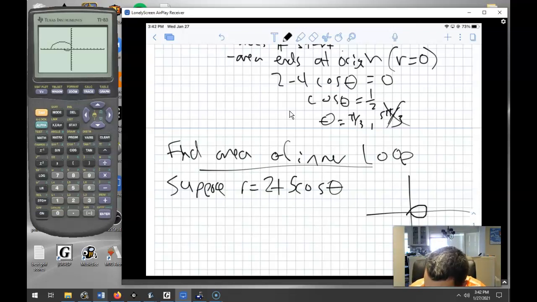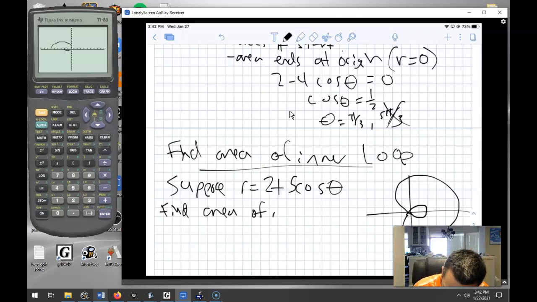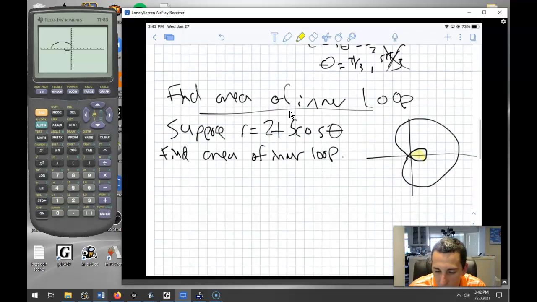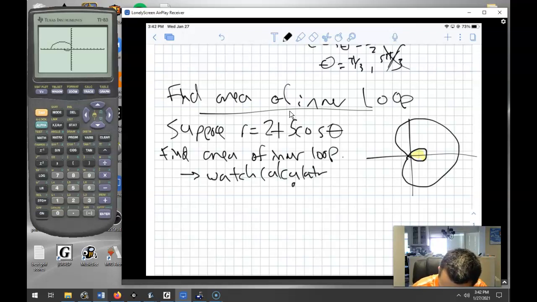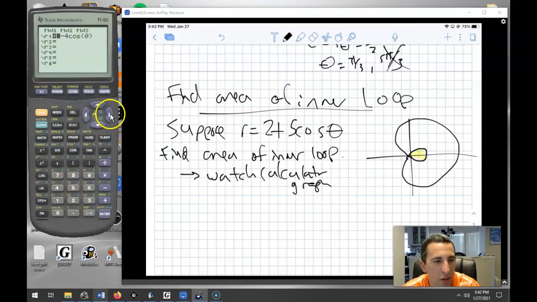Actually, I kind of lied in how I started that. But the graph looks like this. And what if I ask you to find the area of the inner loop? As you can imagine, the inner loop is like this part right here. But let's watch our calculator graph this. Watch the calculator graph and see where it starts, because where it starts, that's when your theta equals 0. So I'm going to graph this. This will be 2 plus 5 cosine of theta. And for my window, I'll just go from 0 to 2 pi so I can see all the way around.